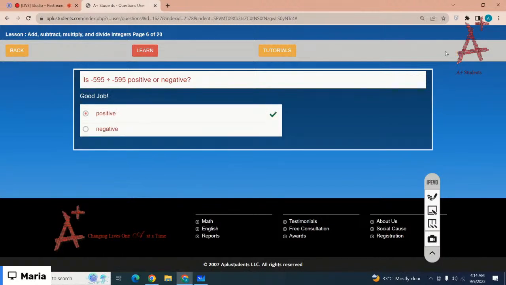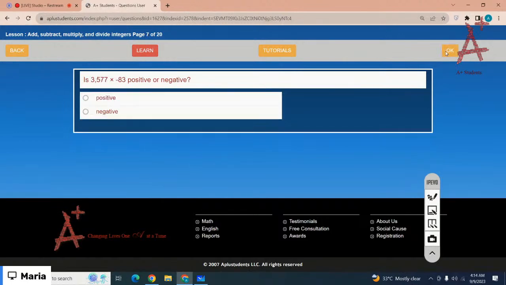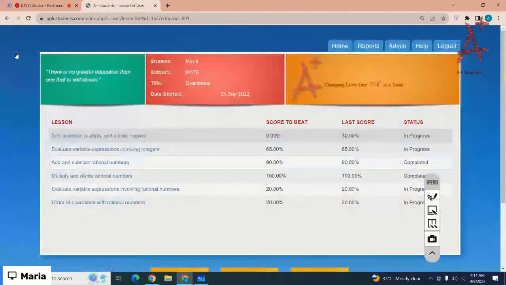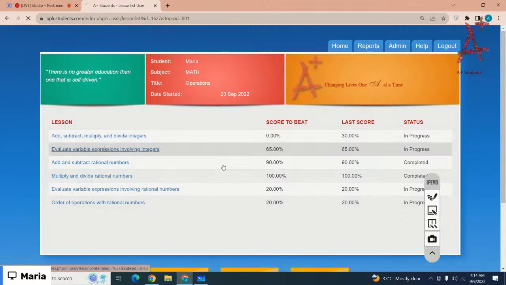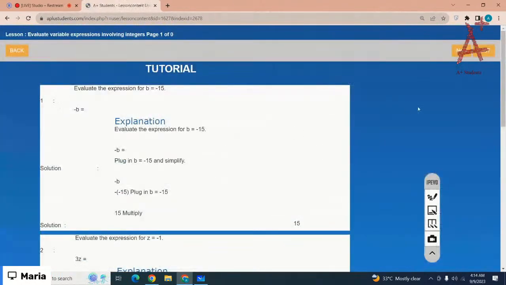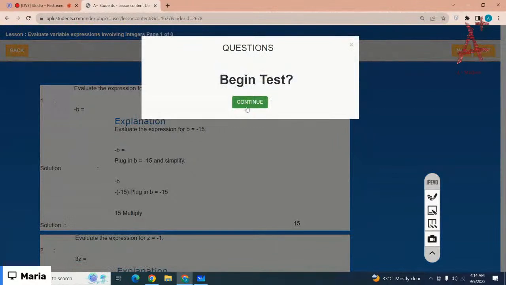Okay, you can complete the lesson by yourself later today. We'll just start with the next lesson, that is evaluate variable expressions involving integers. So how do we solve the expressions when we have integers involved, right? Okay, let's just do practice questions.